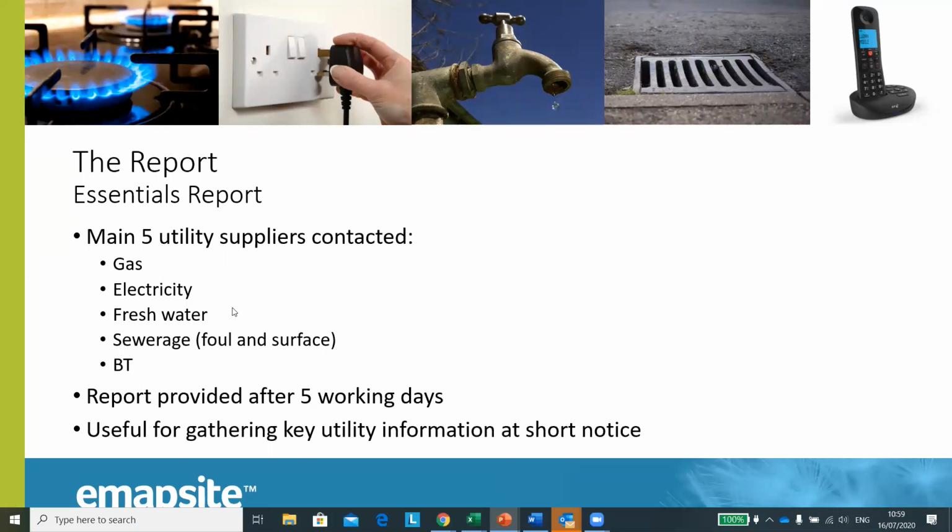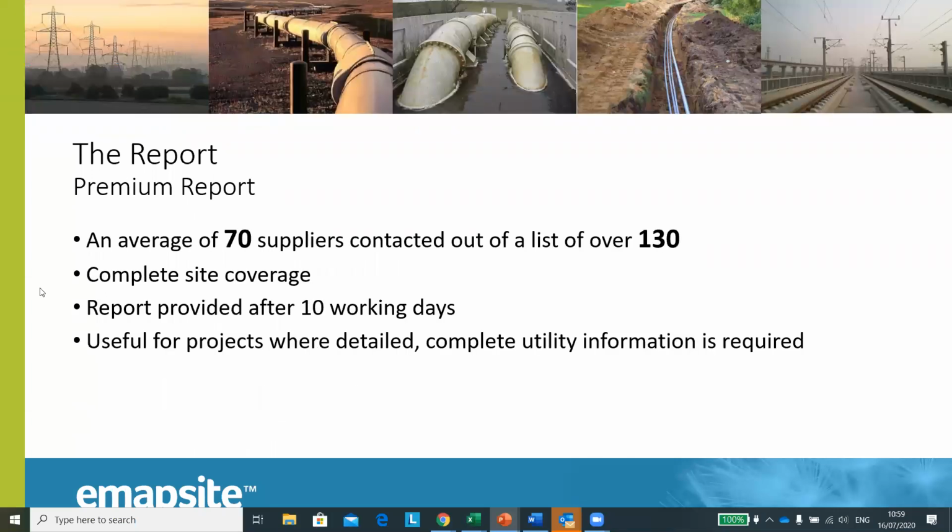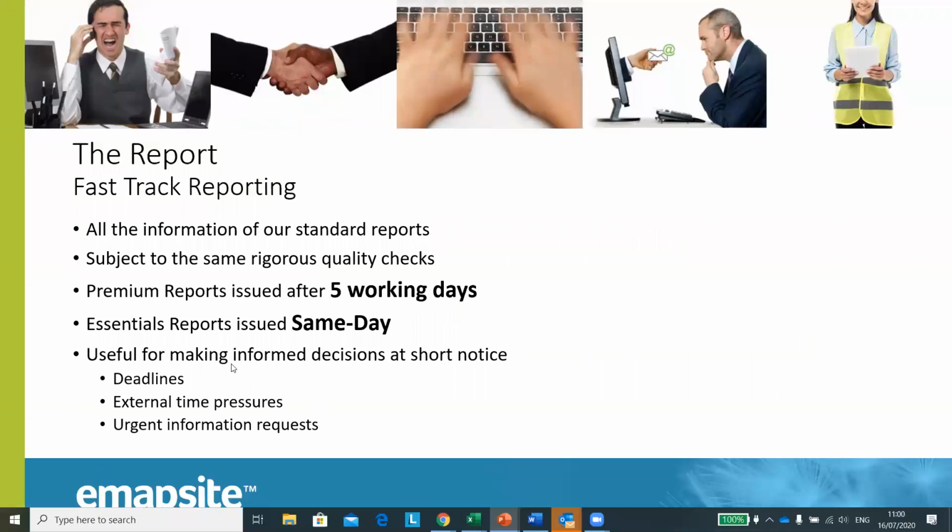Then we offer the premium report. The premium report is our full report, where we go up to an average of 70 suppliers from our list of over 130. Obviously that number goes up and down depending on how many suppliers are actually in your site, but that's the average, and that ensures the complete utility plan coverage for your site. Everybody we know about will be contacted. And this report is provided in 10 working days and is useful where detailed, complete information on a site is required.